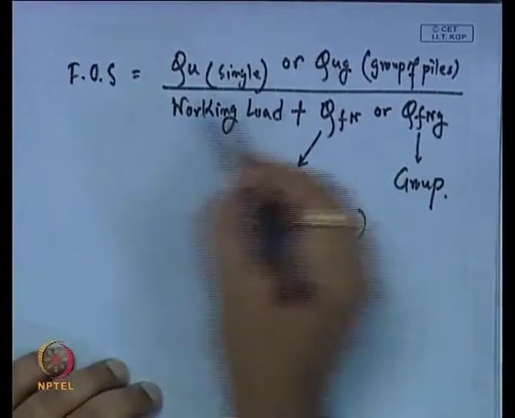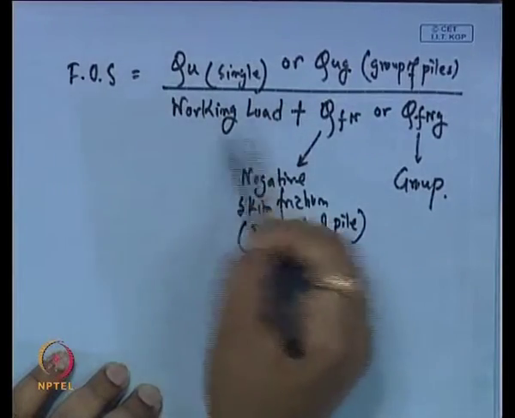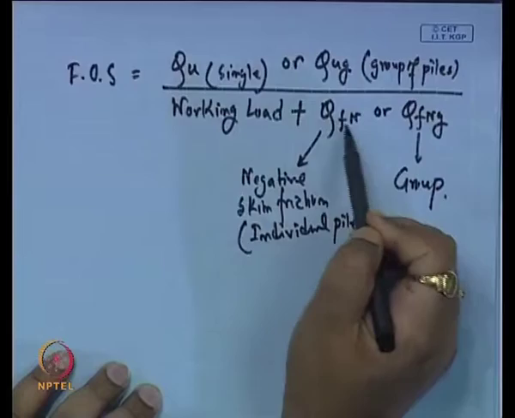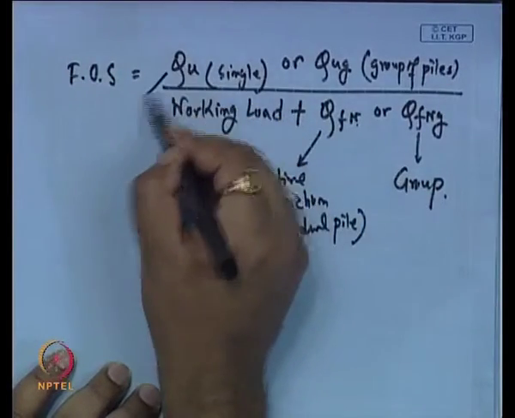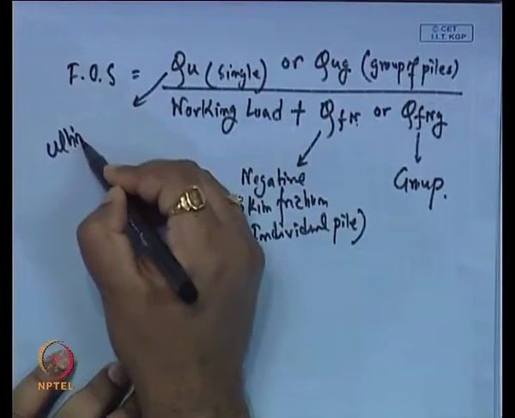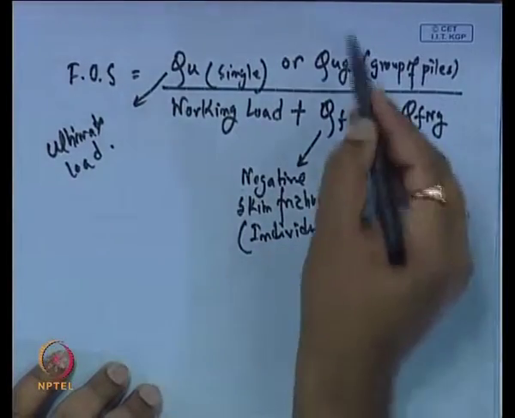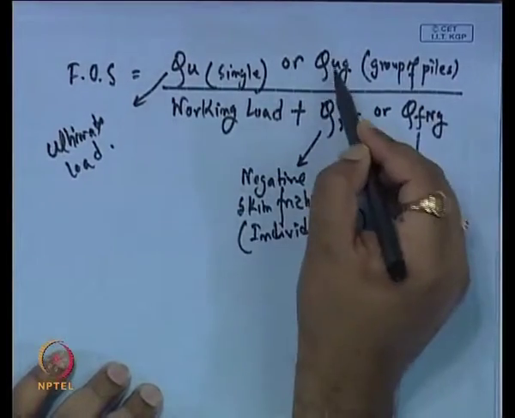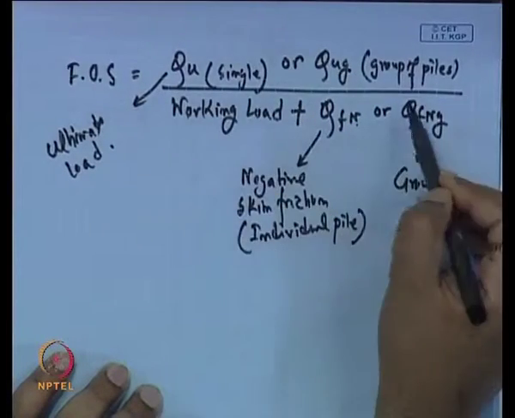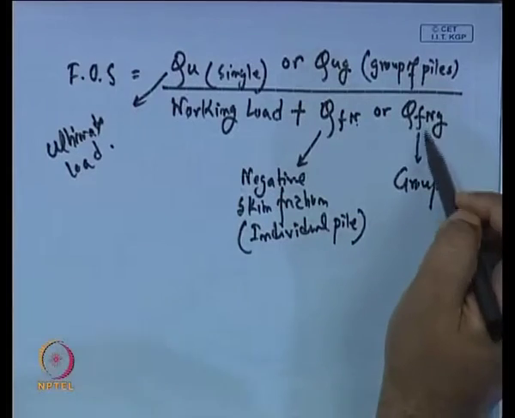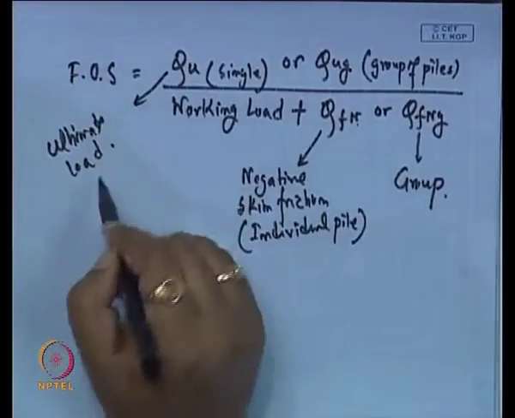So, if this is the single pile factor of safety you are going to calculate, then this will be Qu divided by working load plus Qfn. This is the ultimate load. And if we are talking about the group pile, then this will be Qug, group pile ultimate load, divided by working load plus Qfng, negative skin friction in group. So, in this way we have to calculate the factor of safety.